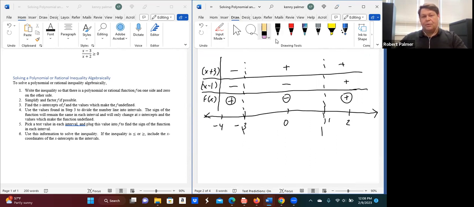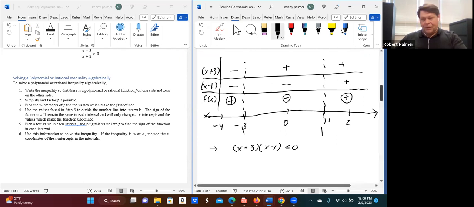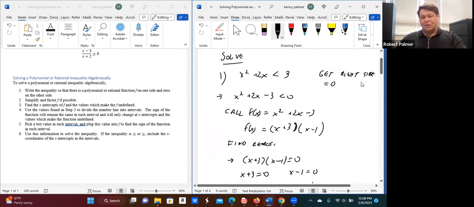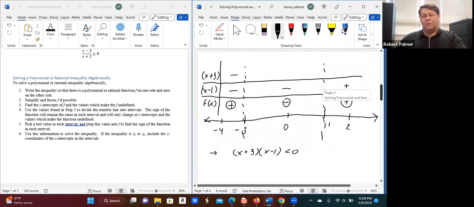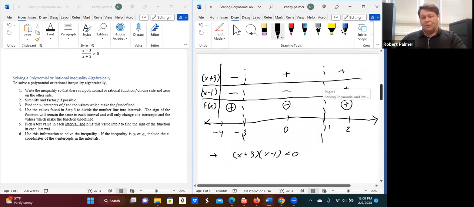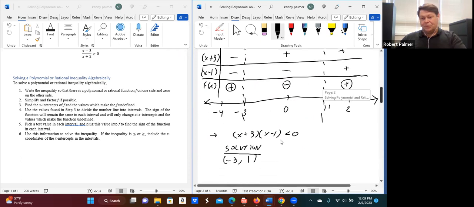Okay, now, so remember we're trying to find where x plus 3 times x minus 1 was less than 0. Okay, so now I just need to know what your sign is. This case is less than 0. So where is it negative? Well, we found out it's negative here in the middle. Okay, so then our solution is from -3 to +1. In this case, since it's not or equal to, it's strictly less than, we use parentheses because our endpoints are not included. So that's our solution.